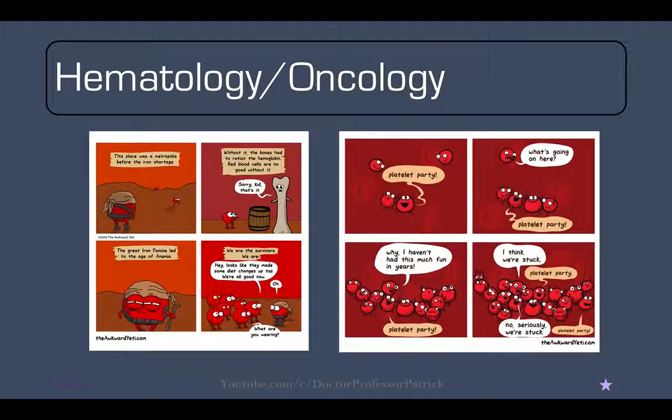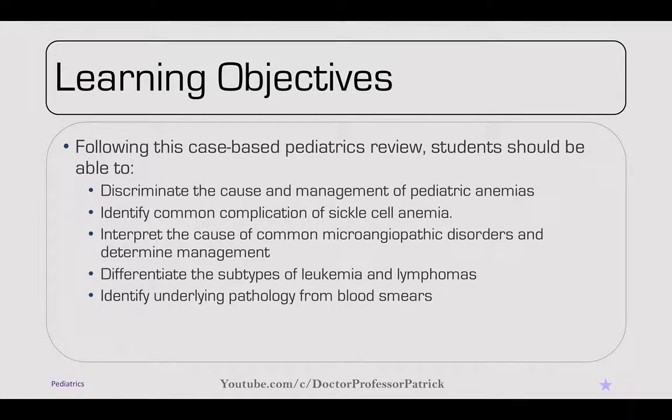Going into hematology and oncology, the learning objectives are to discriminate the cause and management of pediatric anemias, identify common complications of sickle cell anemia, interpret the cause of common microangiopathic disorders and management, and then differentiate the subtypes of leukemia and lymphomas and identify pathologies from blood smears.